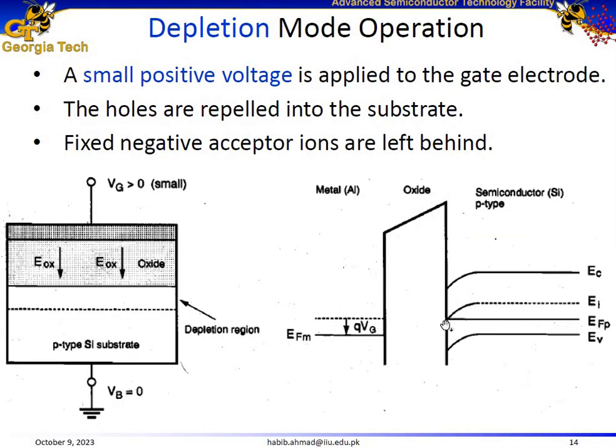Which indicates that at the surface it's acting just like an intrinsic material, where we don't have any carriers, we don't have electrons, and we don't have holes at the surface. So it's acting just like an intrinsic semiconductor. This is depleted of carriers. So that's why it's called the depletion mode of operation.